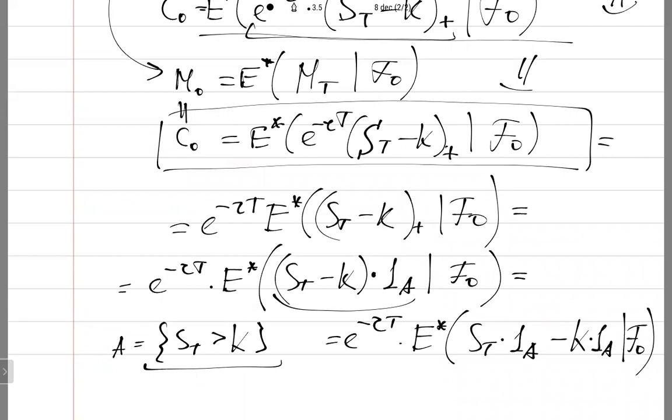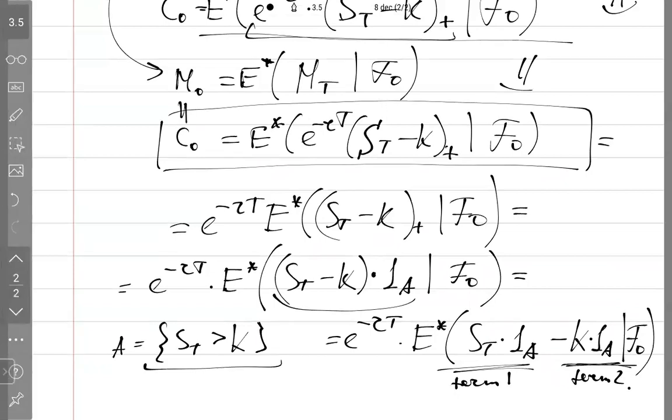Let's work with these two terms step by step. Term one and term two. I will start with term two because it's a little bit easier and we will get some experience before going to term one. Here S_T is a random variable and K is a constant, so it's easy to work with the second term. I will start with the second one and we will also do the first one. Okay, so let's start.